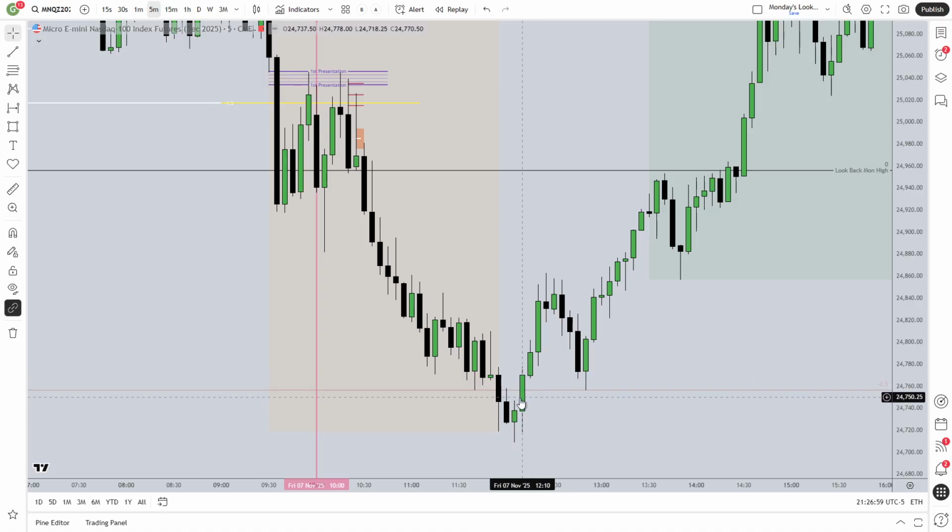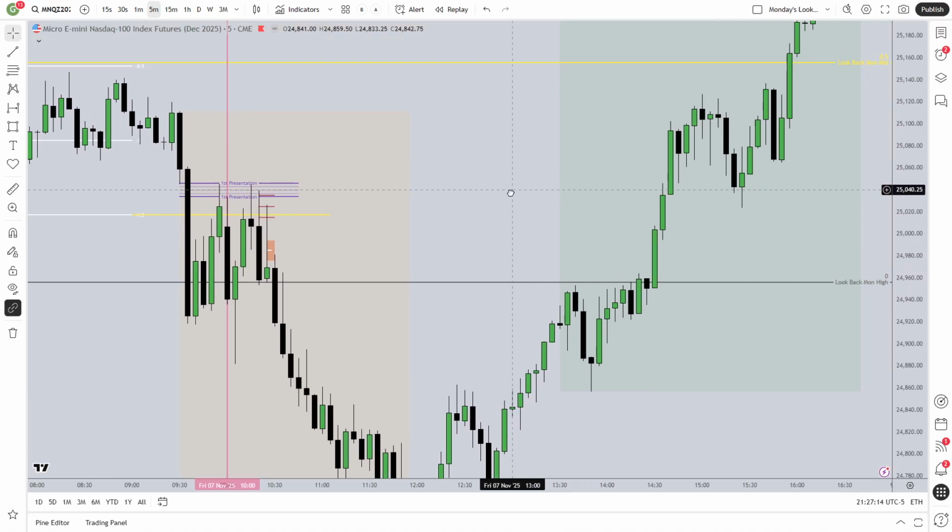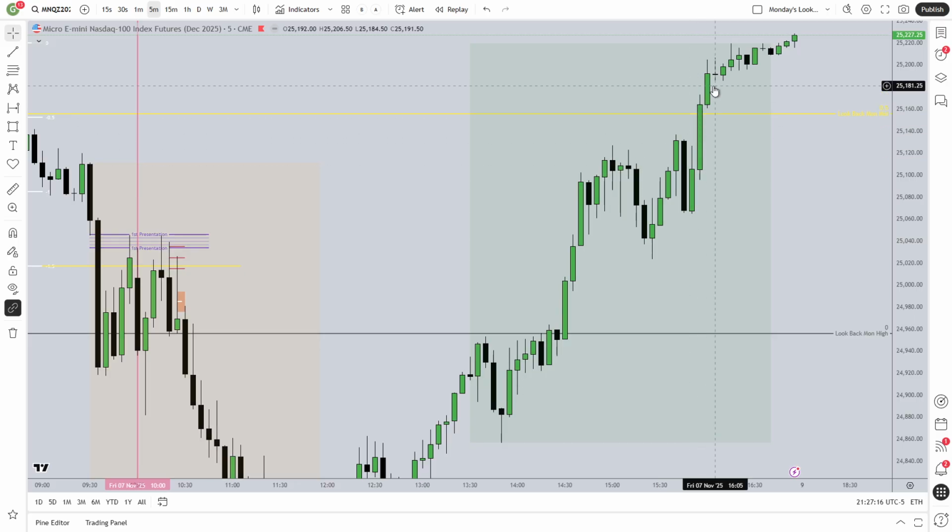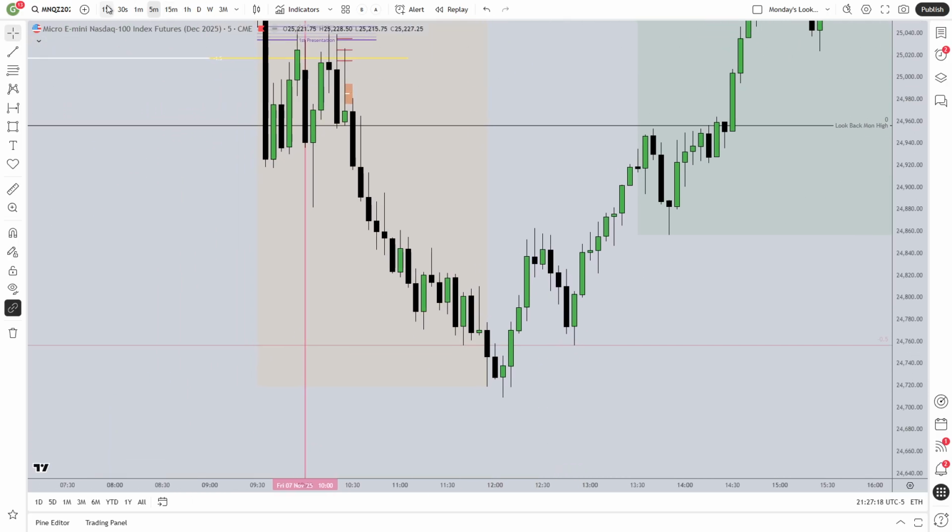displacement, return to the fair value gap right at the pinpoint level of this standard deviation based on the look back level, consolidation below the look back level, break it, retest it, pump higher, and then similarly we just pump straight through that look back level there.